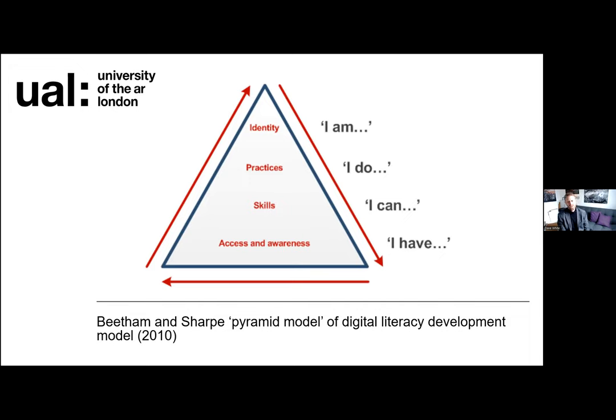This is my favorite educational triangle. There are lots of educational triangles, Bloom's taxonomy probably being the most famous. And this is, I guess, a sort of reversioning of that. And what I like about it is the fact that it goes all the way from access and awareness all the way up to identity. I think anything that has identity at the top, a bit like, is it Maslow or Marslow? I always get that wrong.